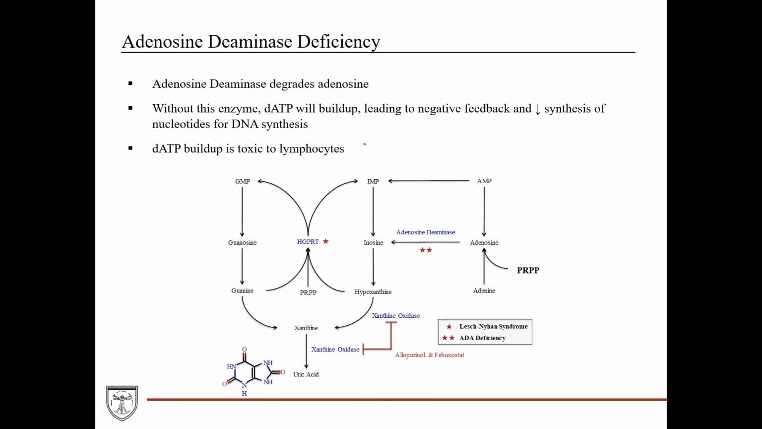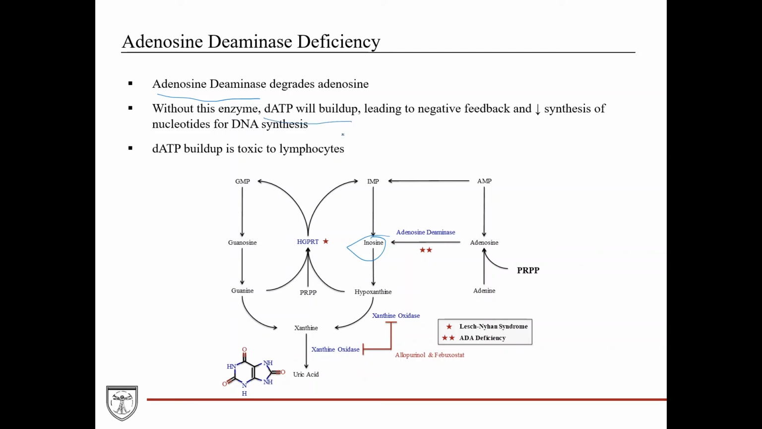All right, so adenosine deaminase deficiency. This is an interesting disease because it involves both biochemistry and immunology. We'll focus first on the biochemistry aspect. So adenosine deaminase, just to remind you, helps degrade adenosine to inosine, which then goes on to hypoxanthine and then xanthine and then uric acid.